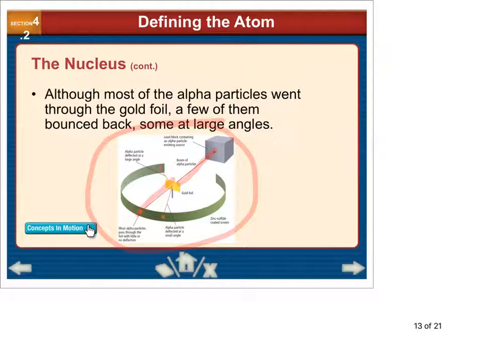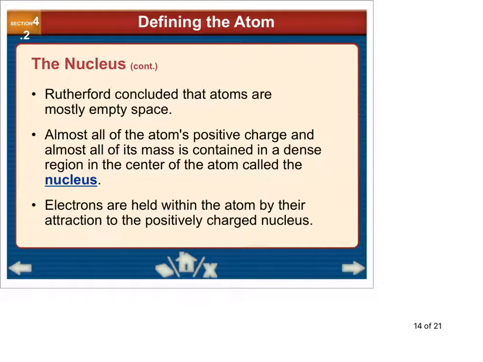Some did kind of go right on through. Some bent a little bit. But most of the particles went through the gold foil. A few of them bounced back, some at large angles. So some came here, made long angles, some almost came straight back. So they went many different directions, not what he expected.